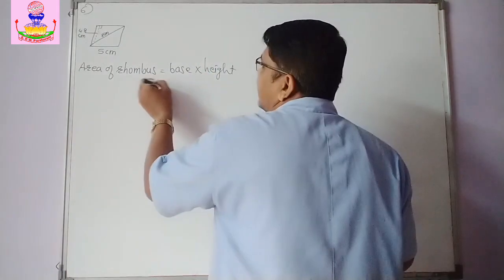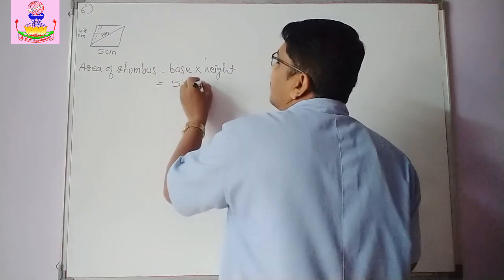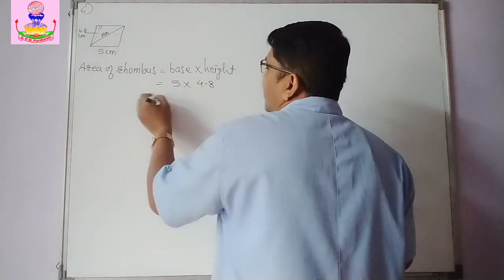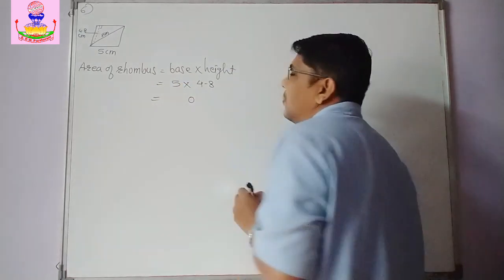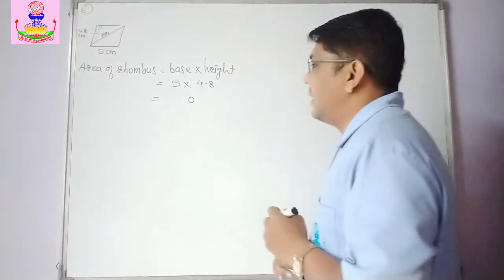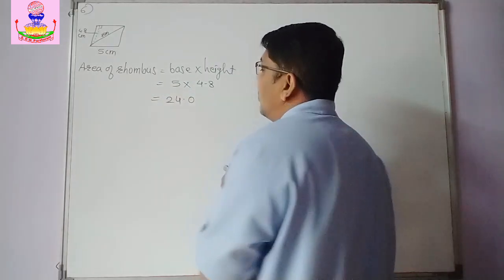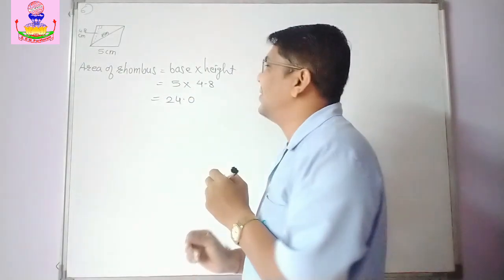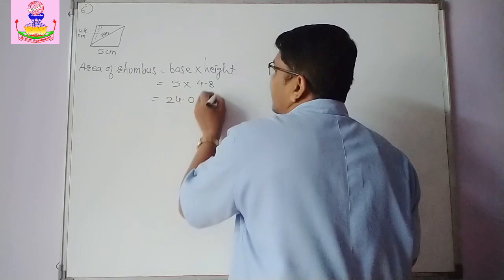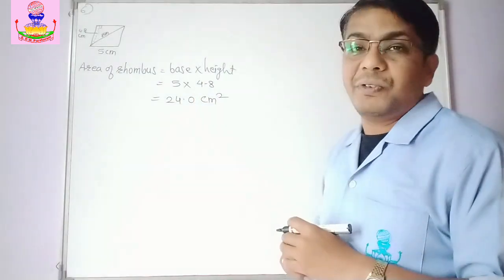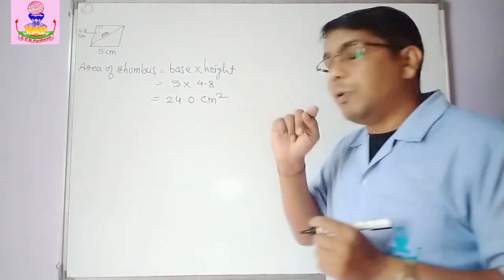Okay, now what is the base? 5. What is the height? 4.8. Now 8 5s are 40, 4 carry on, 5 4s are 20, 20 plus 4, 24. So decimal point after one digit, so 24.0. So 24 centimeters square is the area of the rhombus. Now we know another formula.